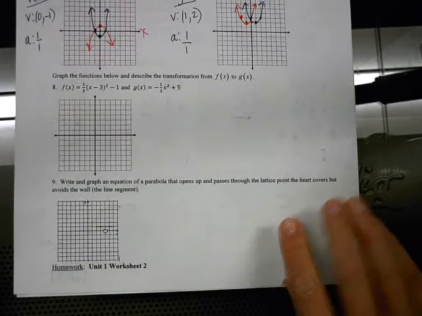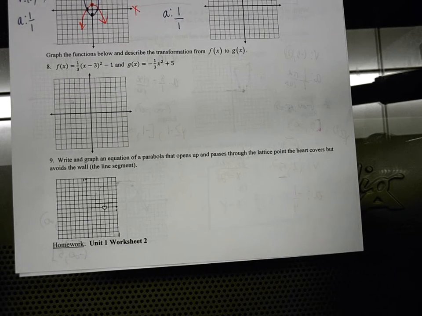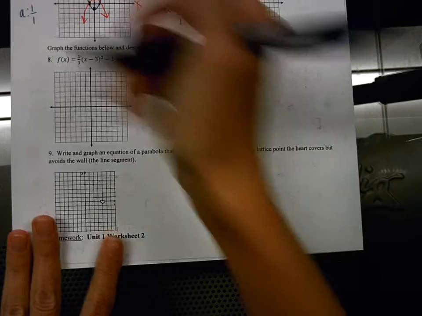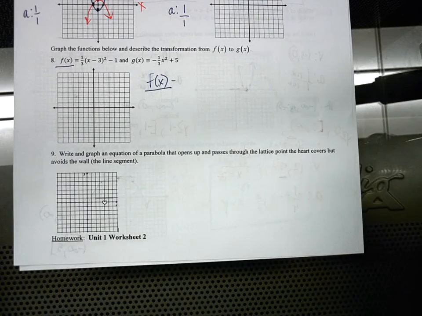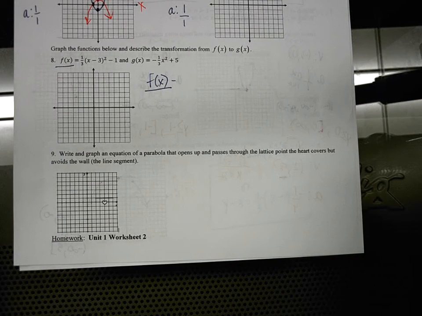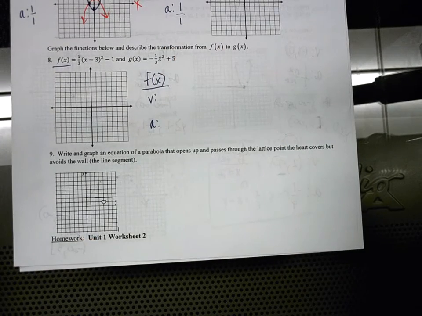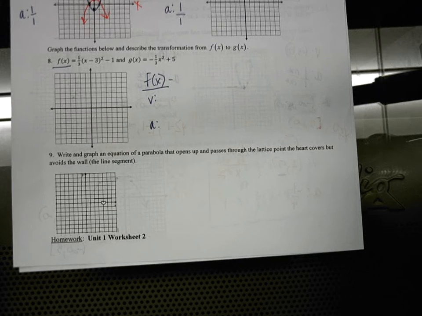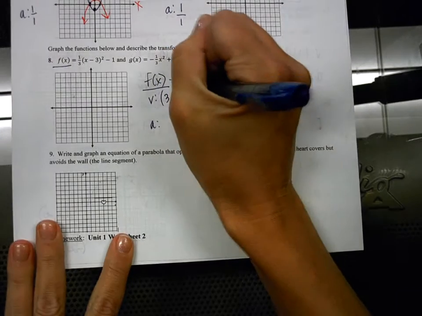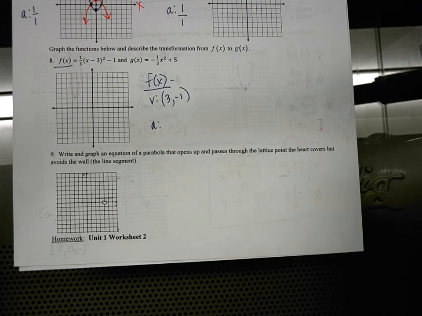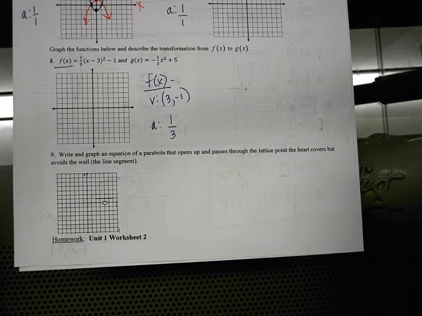Moving down. Okay, so this one, we're going to graph the function, and they want us to describe the transformation. Okay, so starting with f of x, what 2 things do we need to know in order to graph quadratic functions? Good, your vertex and your a value. So on f of x, what's my vertex? Good. 3, negative 1. What is my a value? 1 over 3 is correct. Okay, you go ahead and plot that real quick, and then we'll make sure you did that right.